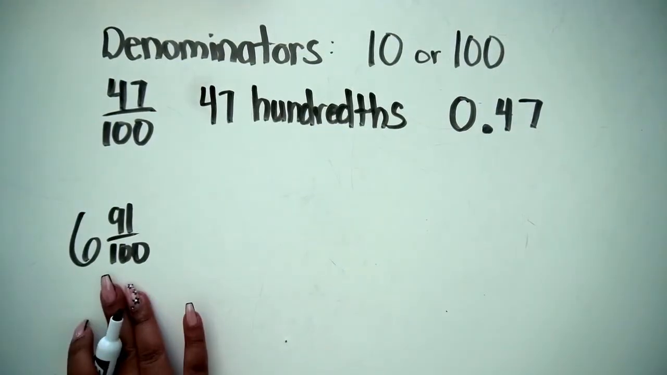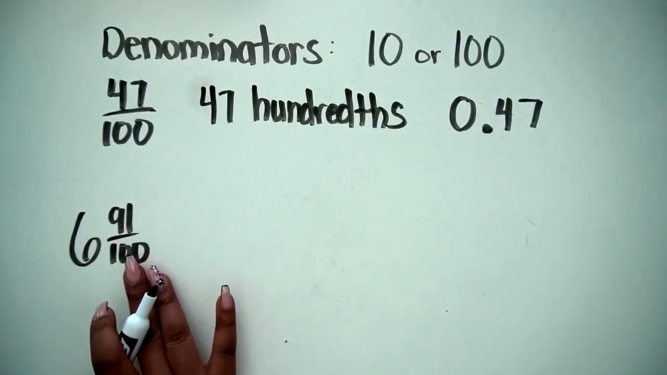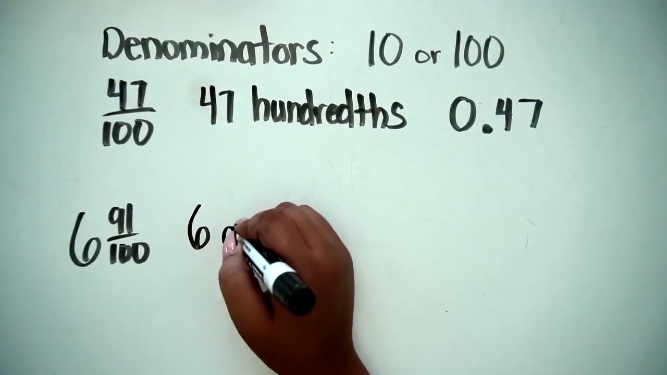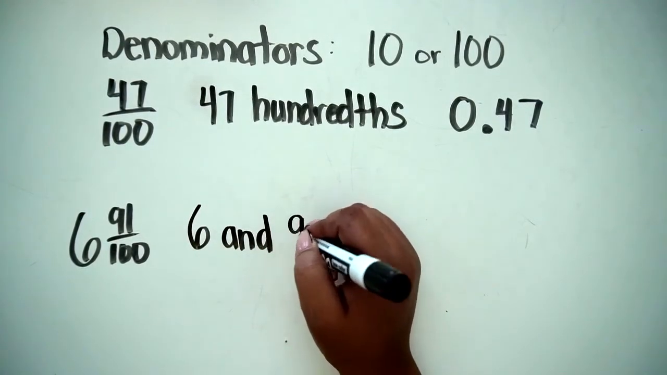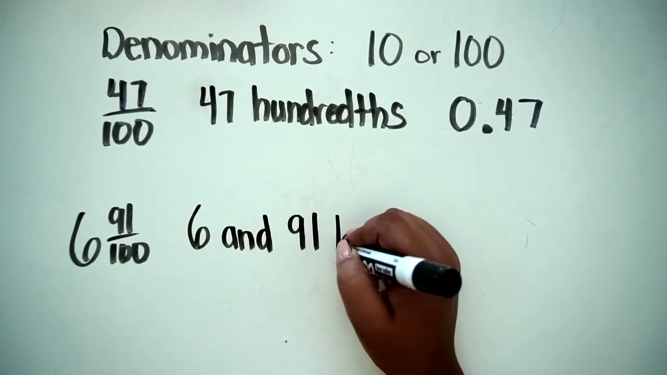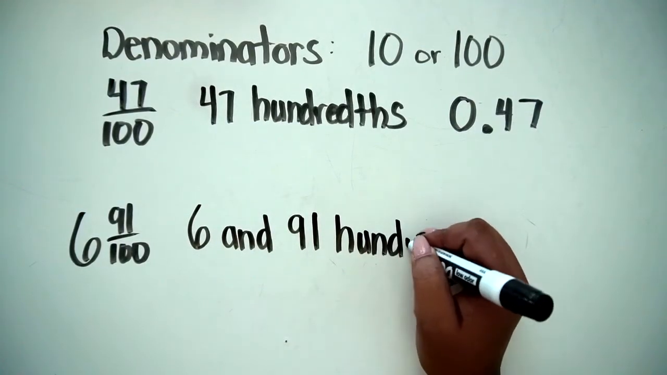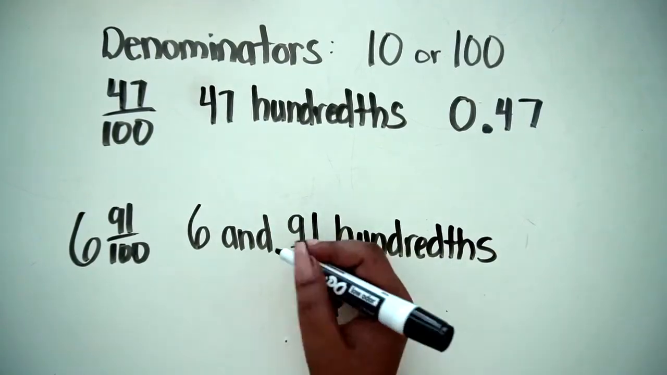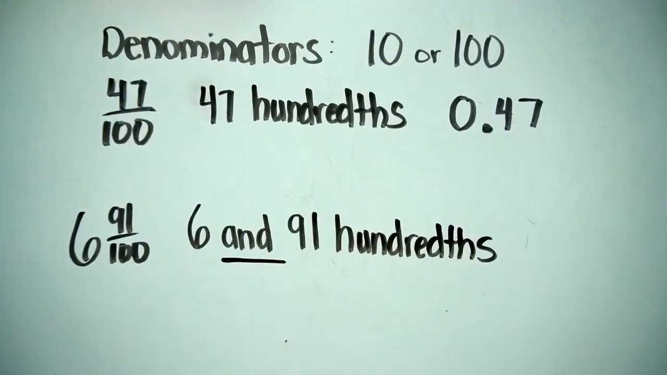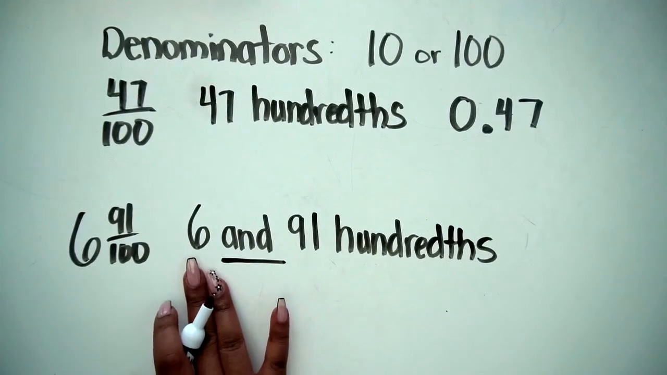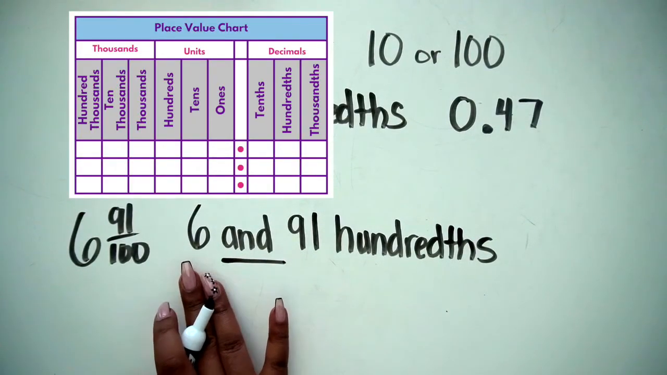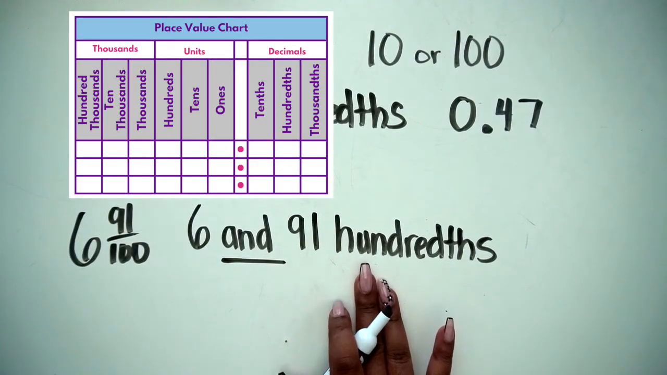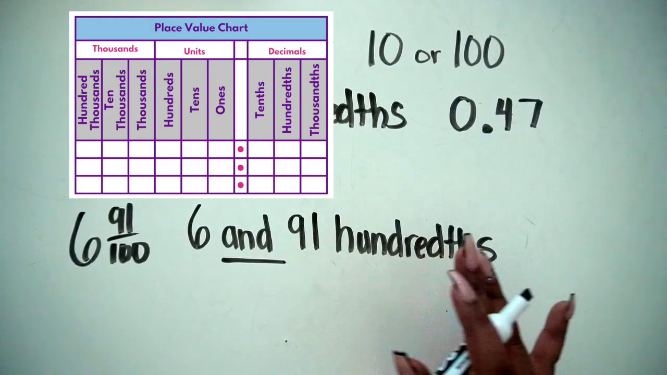In this example, we have 6 and 91 hundredths. Again, the and tells me where my decimal point goes. So now there are going to be 6 ones, 6 and 91 hundredths. That 1 is going to fall into the hundredths place, 91 hundredths.